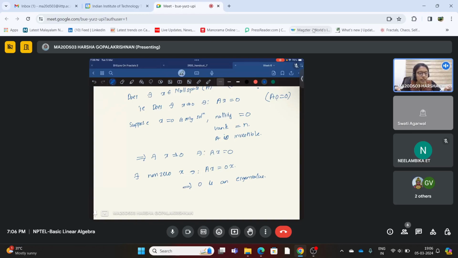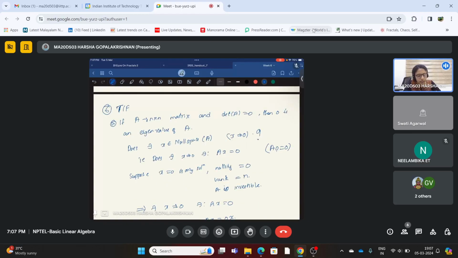What is the definition of eigenvalue? There exists a non-zero x such that Ax equal to lambda x. Correct? So we got a non-zero x such that Ax equal to 0x. Here 0 is the eigenvalue. That is what we are checking. Fine.